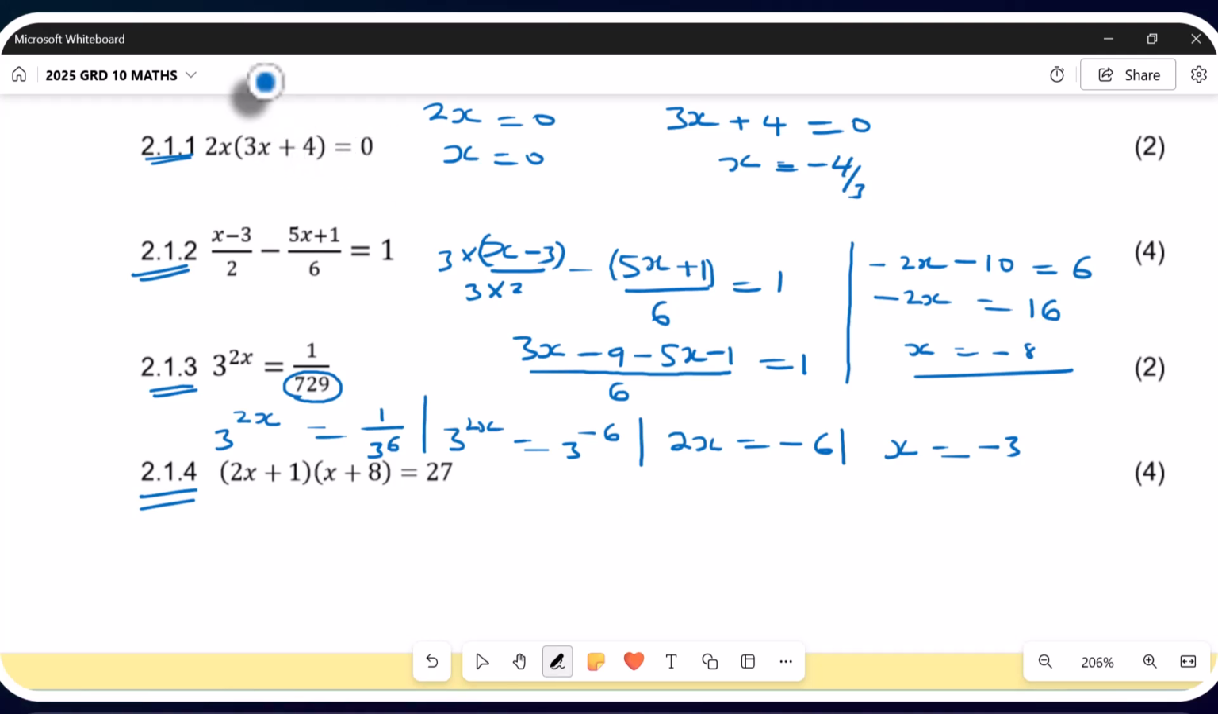Here I said minus 2x here. Other than the 17, we take that 27 to the other side, so minus that, it can be 19, equals to 0.